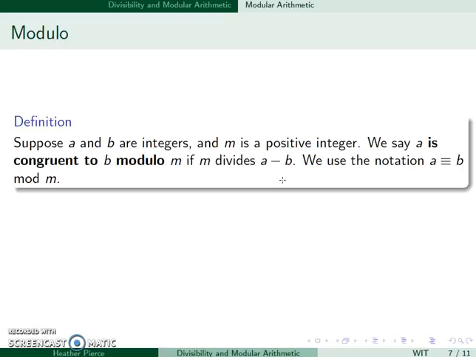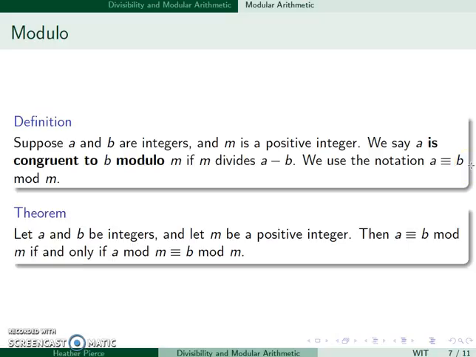If a and b are integers and m is a positive integer, we say a is congruent to b modulo m if m divides a minus b. And we use this triple equal sign to denote this. And if a and b are integers, a is congruent to b mod m if and only if a mod m is equal to b mod m. So this gives us two ways to determine if two numbers are equivalent. We can either subtract a minus b and see if m divides that, or we can see if they are the actual same value, if a mod m is equal to b mod m.